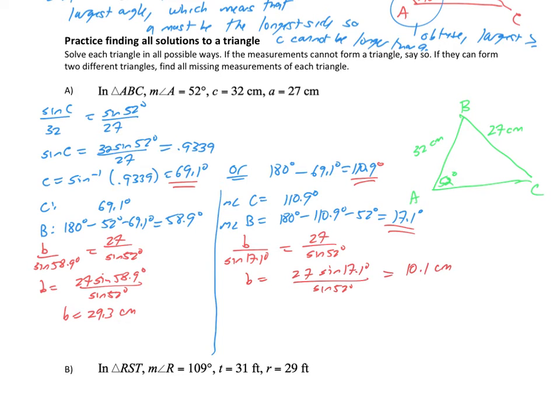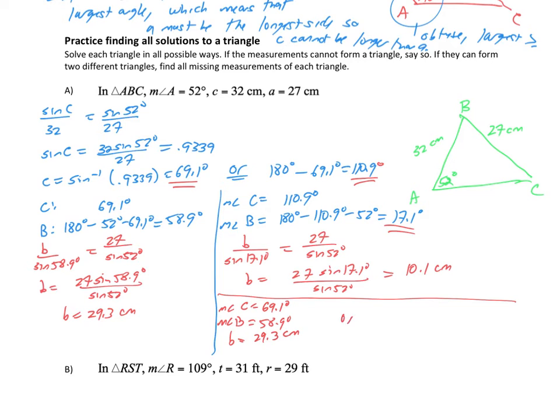So we have two triangles. I'm going to summarize those two triangles. So we could have C is 69.1 degrees. That's a measure of angle C. A measure of angle B is 58.9 degrees. And side length b is 29.3 centimeters.